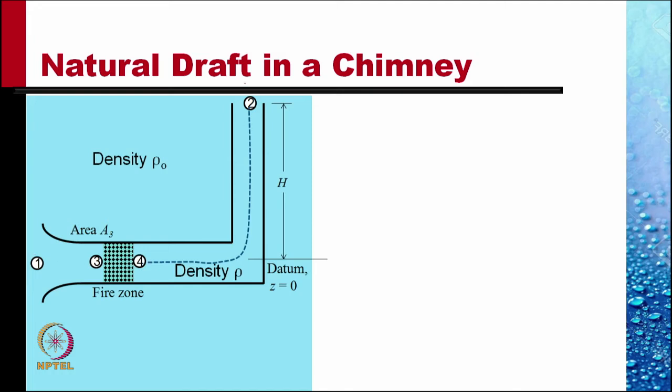Point 1 is at the inlet of the chimney. Point 2 is at the outlet of a chimney. We can assume the velocity of air at point 1 to be nearly 0 because of large area. Let's assume the fire zone is a constant pressure fire zone in which the pressure does not change. So the velocity would be same, the air would be heated, the density would be lowered.